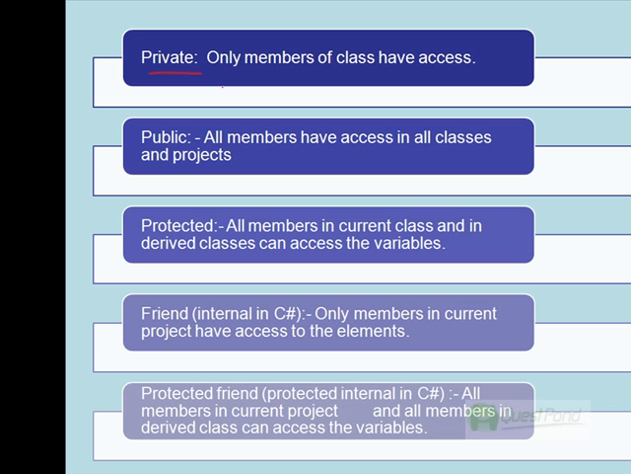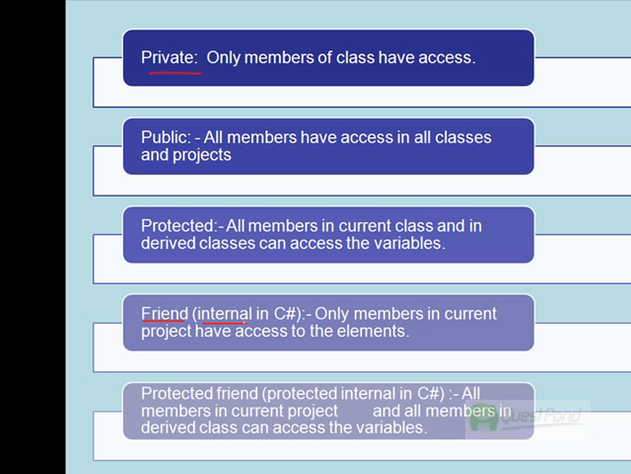Internal means only members in the current project have access to the elements. So in other words, whatever physical project you have made, the .csproj file or the .vb project file, only members in the current project can have access to the elements. And the final one is a mix of protected as well as internal, protected and friend. So if you define a function in C# with protected and internal, all the members in the current project and all the derived classes can have access to those variables, functions, and properties. Remember, just a note here, friend is a keyword in VB, while internal is a keyword in C#. Both of them do the same function, but because they are different languages in the whole .NET umbrella, they have different syntaxes.